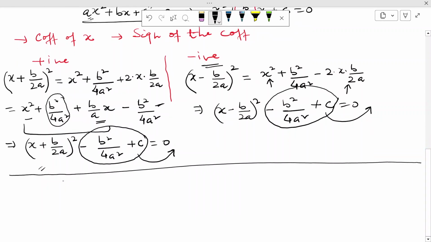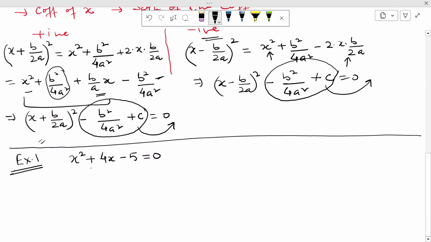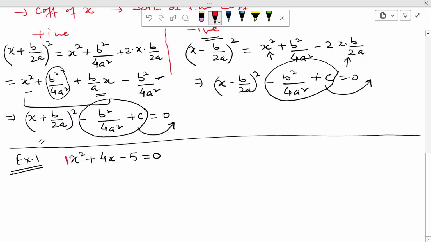So this is how we can use this completing square. Now in order to get a clear understanding, we can take some examples here. So let us consider the example number 1. So here we are given this x square plus 4x minus 5 is equals to 0, and we have to solve this quadratic equation by completing the square. So सबसे पहले आप यहाँ पर देखते हो x square, what is the coefficient of x square? So because there is no number here, so we can consider that coefficient of x square is 1.